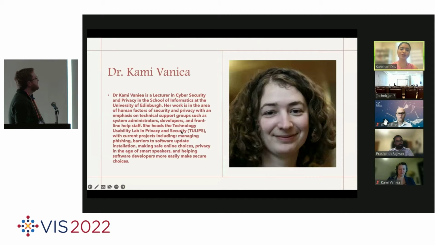First we have Dr. Cami Venier, who is a lecturer in cybersecurity and privacy in the School of Informatics at the University of Edinburgh. Her work is in the area of human factors of security and privacy, with an emphasis on technical support groups such as system administrators, developers, and frontline help staff. She leads the Technology Usability Lab in Privacy and Security, TULIPS, with current projects including managing phishing, barriers to software update installation, making safe online choices, privacy in the age of smart speakers, and helping software developers more easily make sure that users make secure choices.